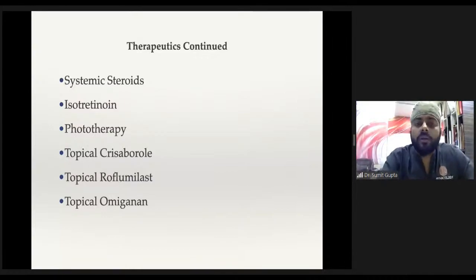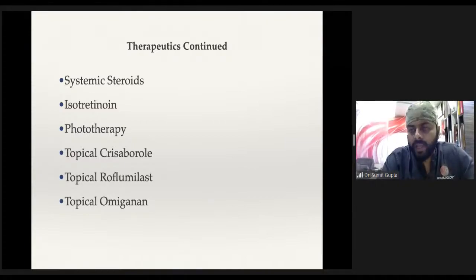Apart from these guidelines, what in addition most of us sometimes use, if there is a very severe flare, is a short course of systemic steroids. Sometimes if it is a very chronic seborrheic dermatitis, we also use low dose isotretinoin, particularly to decrease seborrhea. Phototherapy can be used for widespread disease. Certain newer agents which have been used are topical crisaborole and topical roflumilast. These are both phosphodiesterase inhibitors, and topical omiganan. This is an antifungal, anti-inflammatory product which has been used in certain studies, but still needs to be evaluated in wider studies to have better evidence.